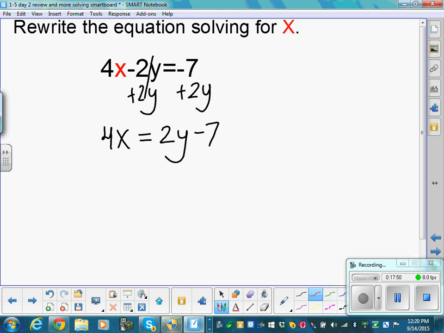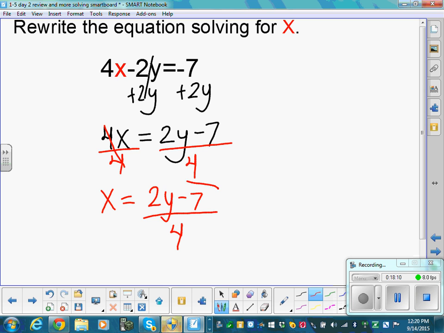Now we're trying to get x alone piece by piece. Don't forget the goal. So 4 is multiplied to x. So to undo multiplication is division. So we'll divide both sides by 4. 4 divided by 4 becomes a 1. Don't say 0. 4 divided by 4 becomes a 1. So we get 1 times x, which is just x. X is equal to 2y minus 7 over 4.